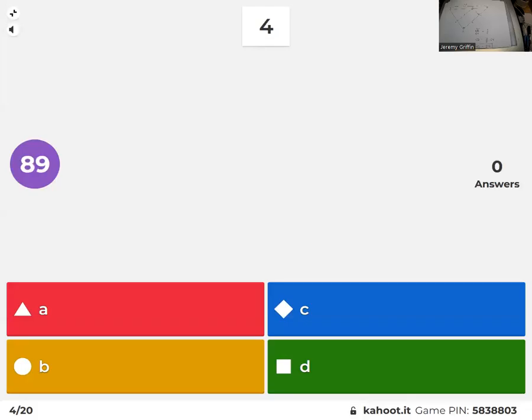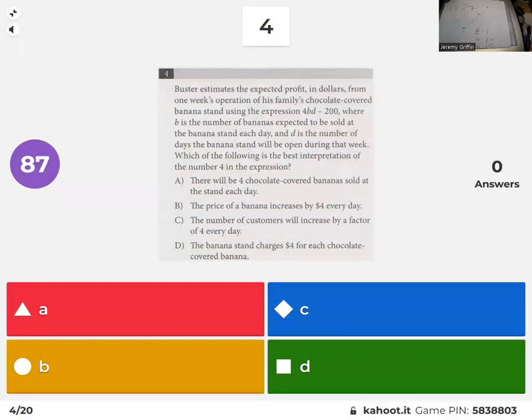Number 4. Buster estimates the expected profit in dollars from 1 week's operation of his family's chocolate-covered banana stand, using the expression 4 times B times D minus 200. Remember, that's supposed to represent a profit, right? Do you guys take an economics class? Profit is revenue minus cost, right? Already I'm thinking that fits that format. Revenue minus cost. B is the number of bananas sold, D is the number of days that the banana stand is open. Which of the following is the best interpretation of the number 4 in that expression?